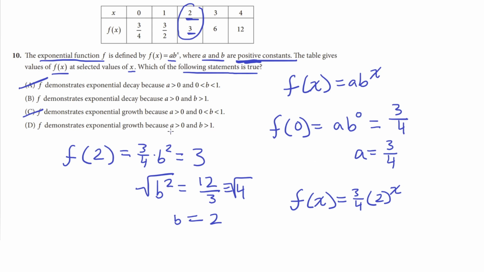Since b is greater than 1, this function demonstrates exponential growth because every time we increase the exponent, we multiply more 2's together. If b was less than 1, like a fraction, like 1/2, we would be multiplying more fractions with each other. And we know that when you multiply more fractions with each other, the denominator gets larger, making the number smaller. But since b is greater than 1, this function experiences exponential growth. So D is the correct answer.